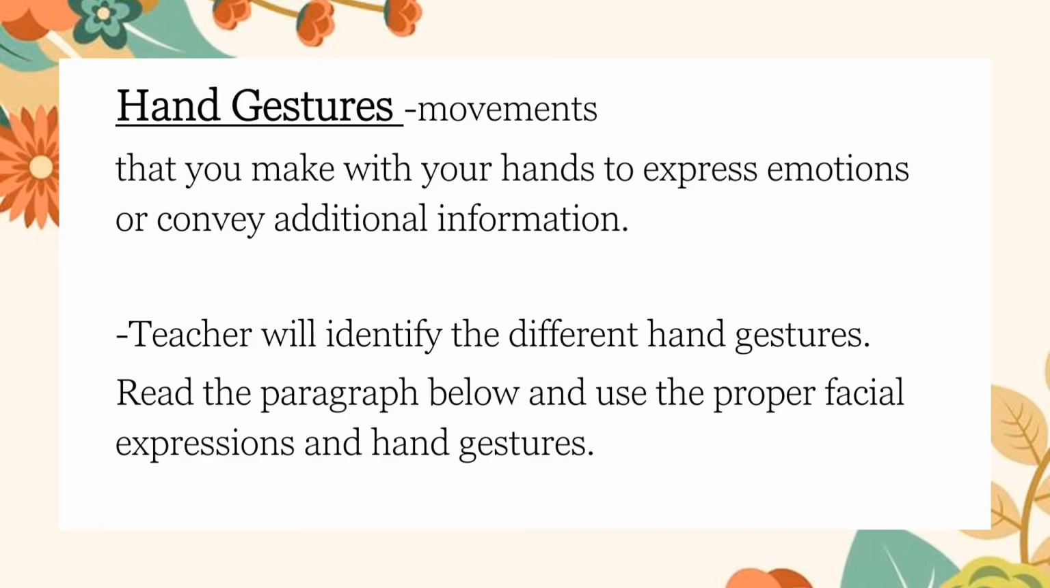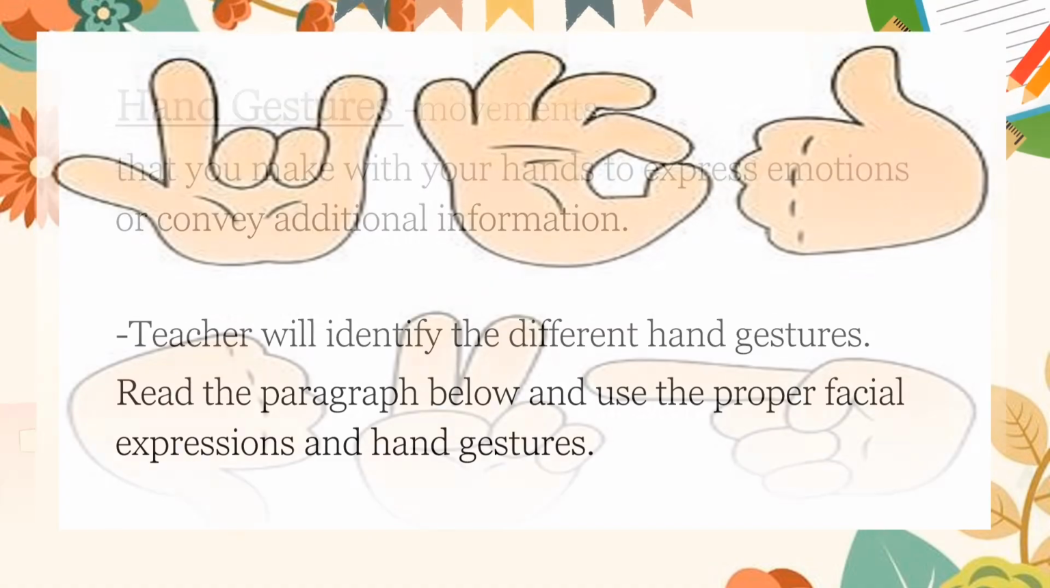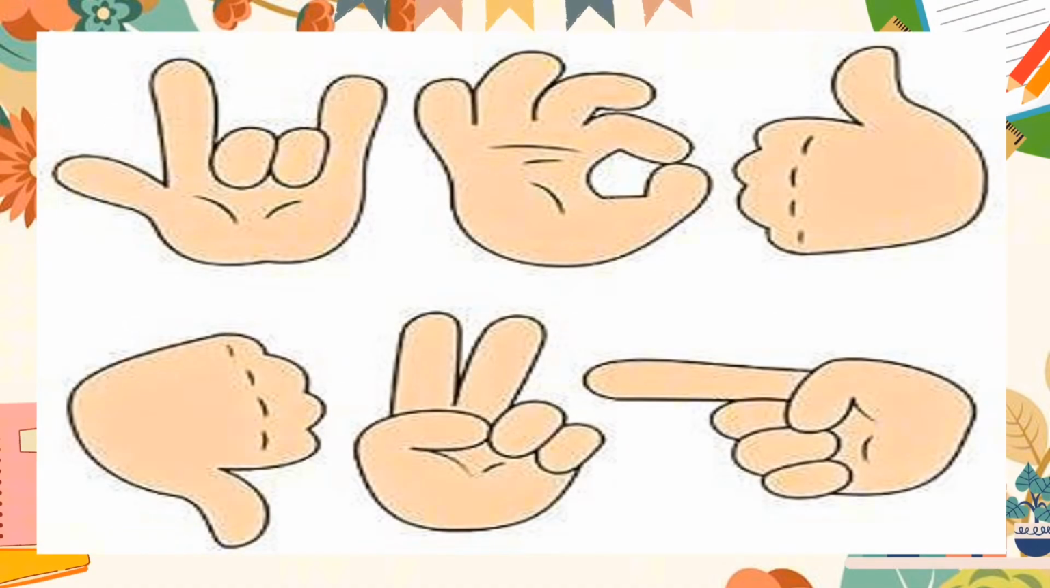Okay, let's read the paragraph below and use proper facial expressions and hand gestures. But before that, we can see here some hand gestures. So it's an okay, thumbs up. When okay, it means that it is very good. Thumbs up, you approve. Thumbs up, you disapprove. We have here a peace sign and a pointing finger. Perhaps your teacher or someone is pointing something for you to notice something.